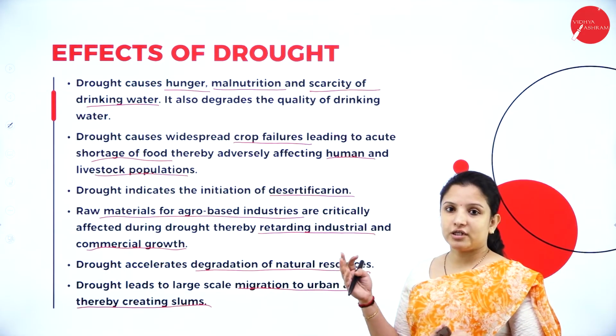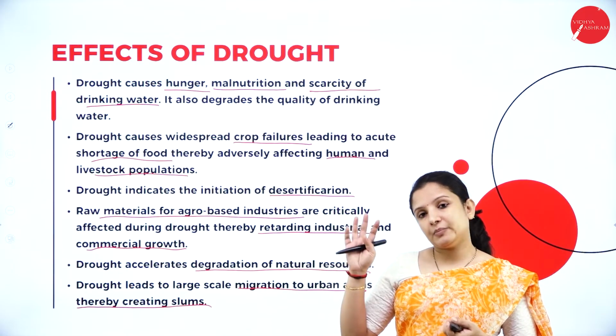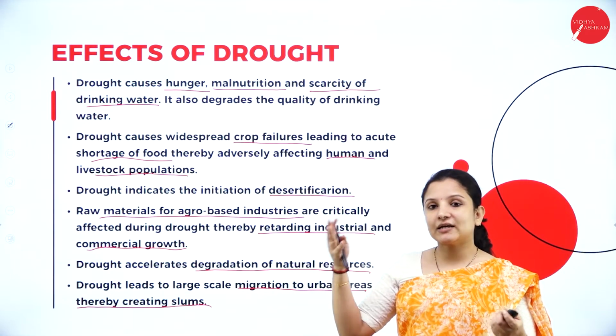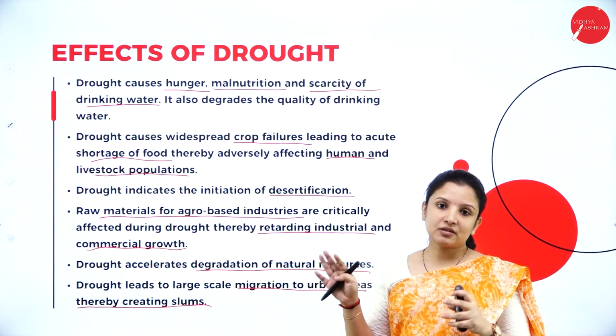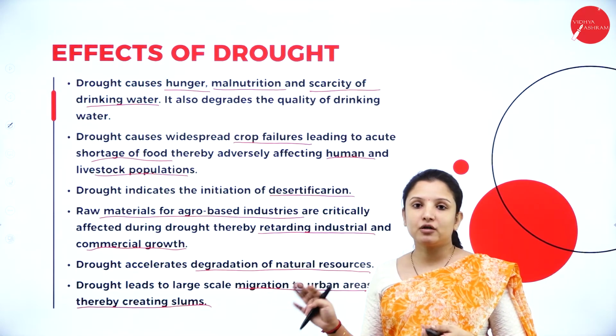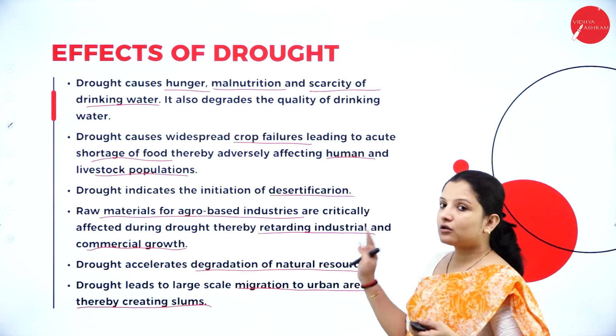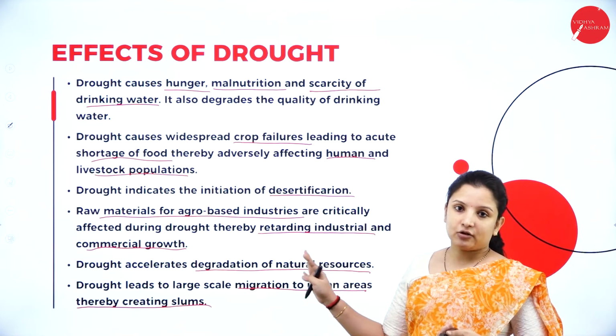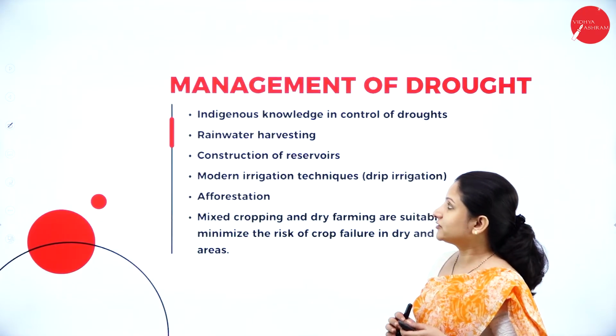So droughts can also lead to migration of people. People will leave that particular place and start settling or crowding themselves in places where there is no drought or where water is available, leading to a lot of changes in the lifestyle of the people. So these are the effects of droughts.